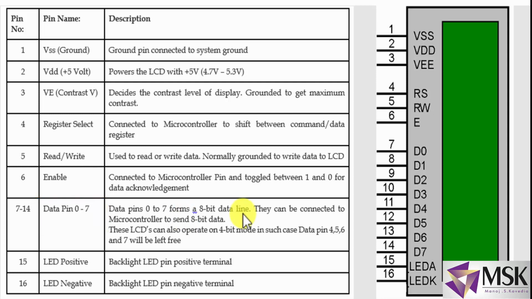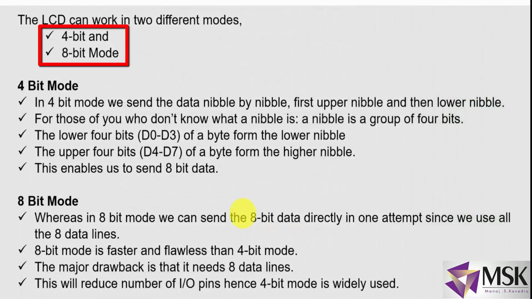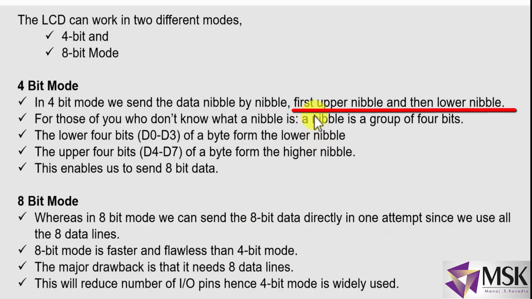And this LCD can be used in two modes. One is called 4-bit mode and the other is called 8-bit mode. In 4-bit mode, the data is sent nibble by nibble. So first the upper nibble will be sent, that is the upper 4 bits, and then the lower nibble will be sent. While interfacing LCD in 4-bit mode, the lower 4 bits, that is D0 to D3, are grounded, they are not used. And the upper 4 bits D4 to D7 are used for interfacing with data, and we will pass first the upper nibble and then the lower nibble of the data.